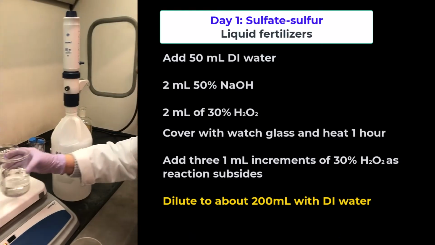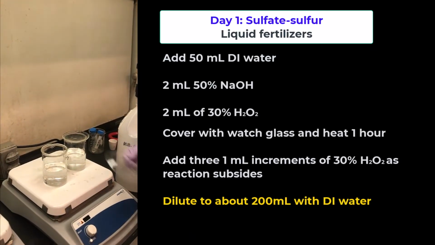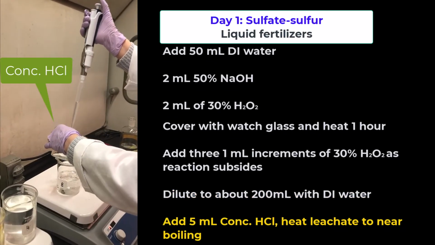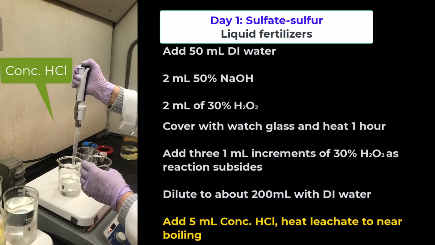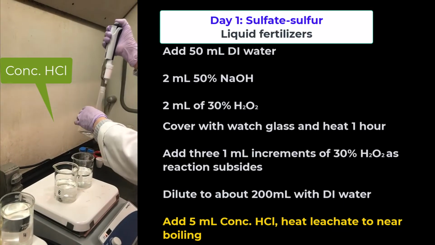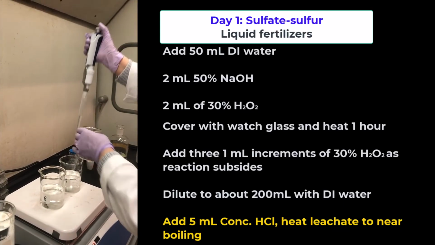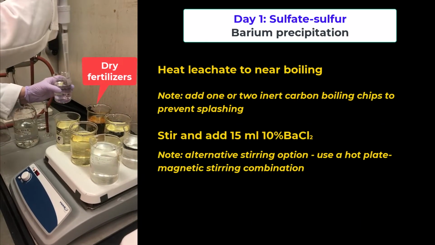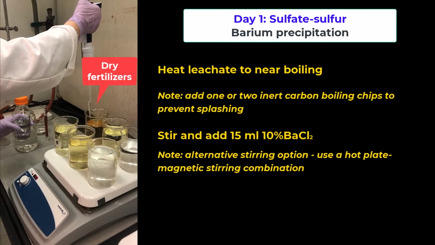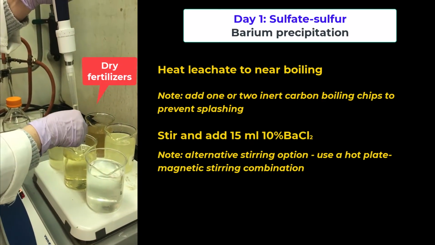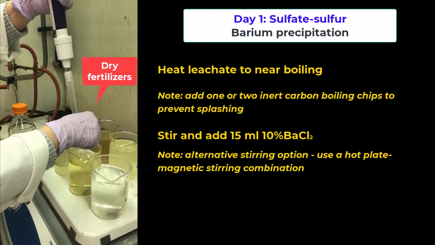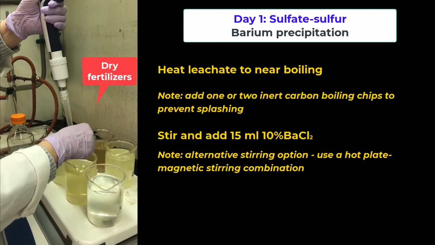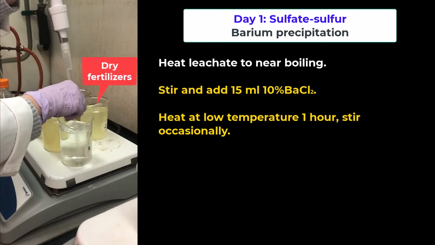Dilute to about 200 ml with DI water. Add 5 ml hydrochloric acid. Heat leachate to near boiling. Proceed with barium precipitation. Stir and add 15 ml barium chloride. Heat at a low temperature for an hour. Stir occasionally.